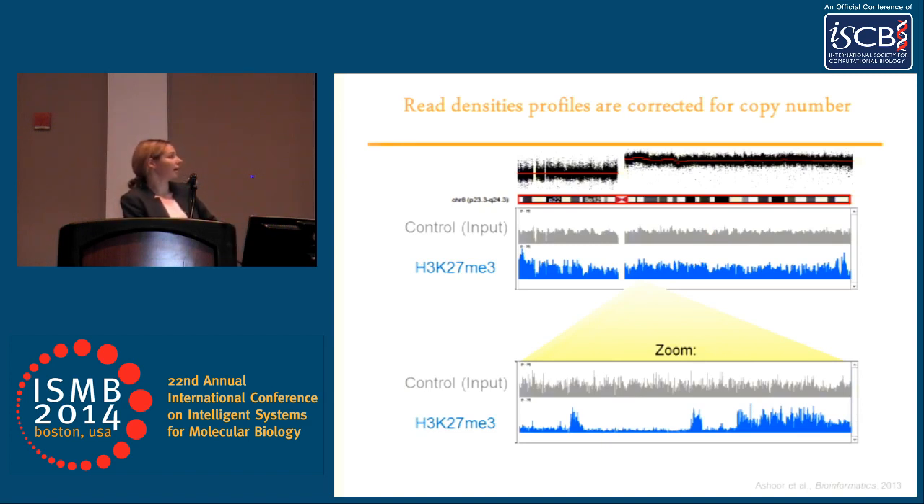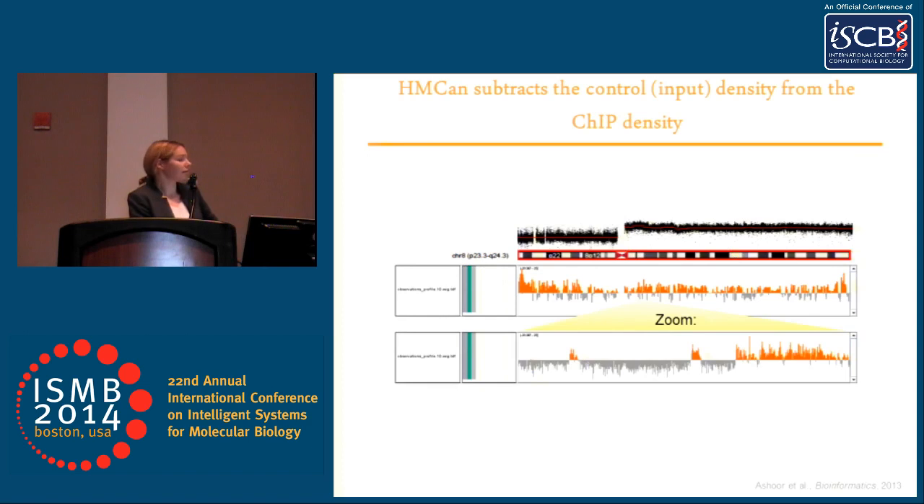So after all normalization, the profiles look like this. So again, this is chromosome 8. You have already seen the region of loss and region of gain. And you see that corrected read density profiles are uniform along this chromosome, both for the input and for the ChIP. And if we zoom in, we can see regions of enrichment. What we do next, we subtract the control density from the ChIP density using a constant. And this constant depends on the noise in the ChIP that we evaluate. And after this subtraction, the profile looks like this.